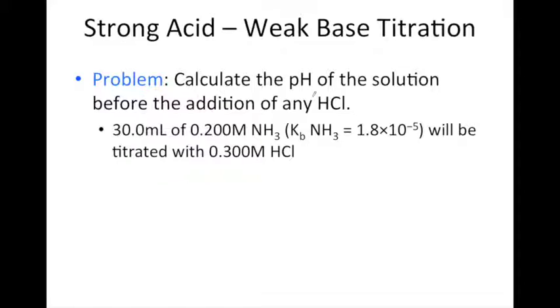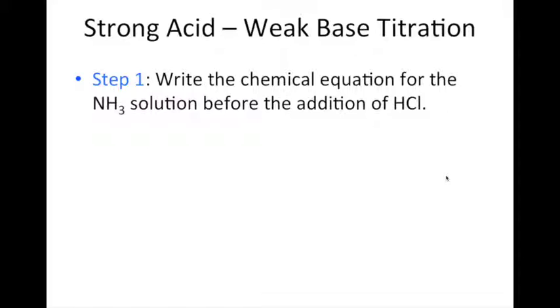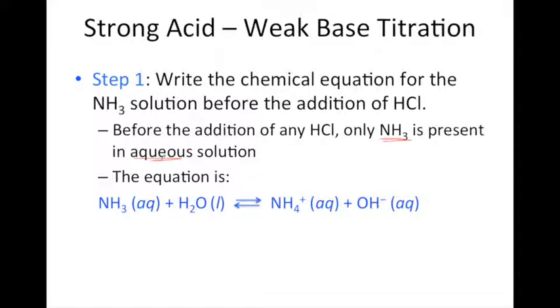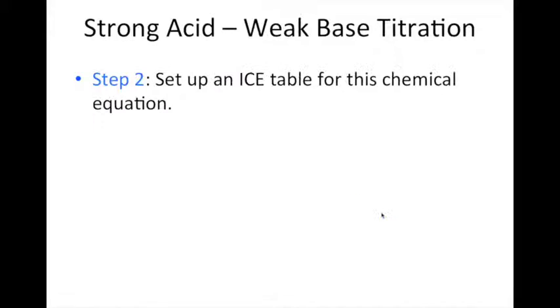Okay, so to calculate the pH before we add any HCl, the first thing I have to be able to do is write the correct chemical equation. Now, before we add our strong acid, all that we have in our flask is just ammonia and water. So our equation would look like this. We have aqueous ammonia plus our water, and that's going to eventually come to equilibrium, and we're going to form our conjugate acid and our conjugate base.